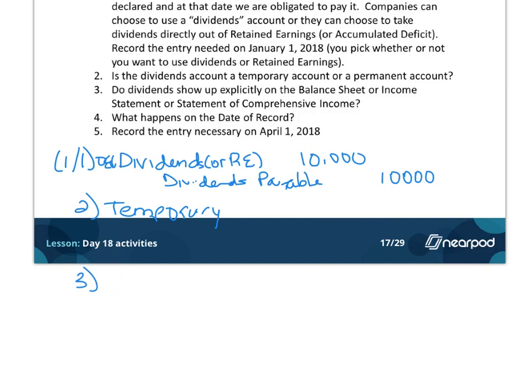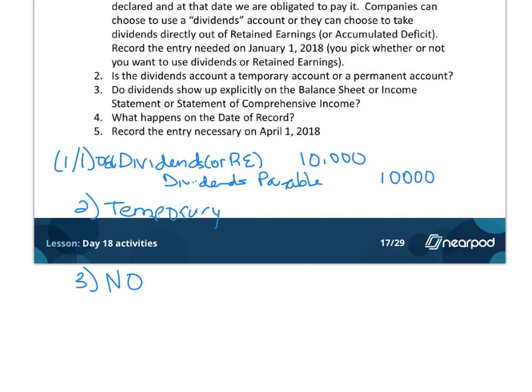I'll tell you the answer. No dividends on the balance sheet. You know that. They don't show there. No dividends on the income statement. There are no dividends on the statement of comprehensive income. If you're going to look, where in the financial statements do I see the line dividend? There's 2 places you'd see it. You'd see it in the statement of cash flows. If there were dividends paid, they'd show up in the financing section as an outflow, and you would also see them on the statement of shareholders' equity. So the answer to question number 3 is no. They do not show up any of those places.